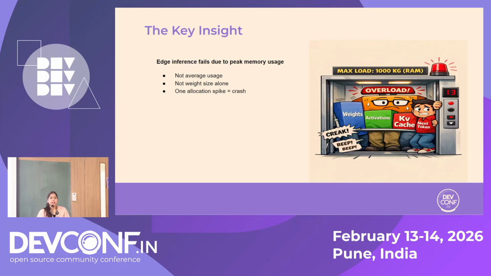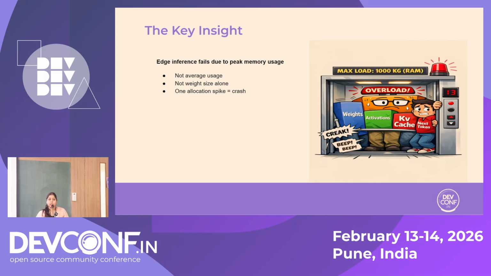So let's think about the key insight. Think of an edge device like an elevator with a strict weight limit. As long as you stay under that limit, everything works fine. But in this elevator there are already several passengers, and we have weighed them like model weights, activations, and KV cache. The whole elevator is already crowded, but it's still moving.